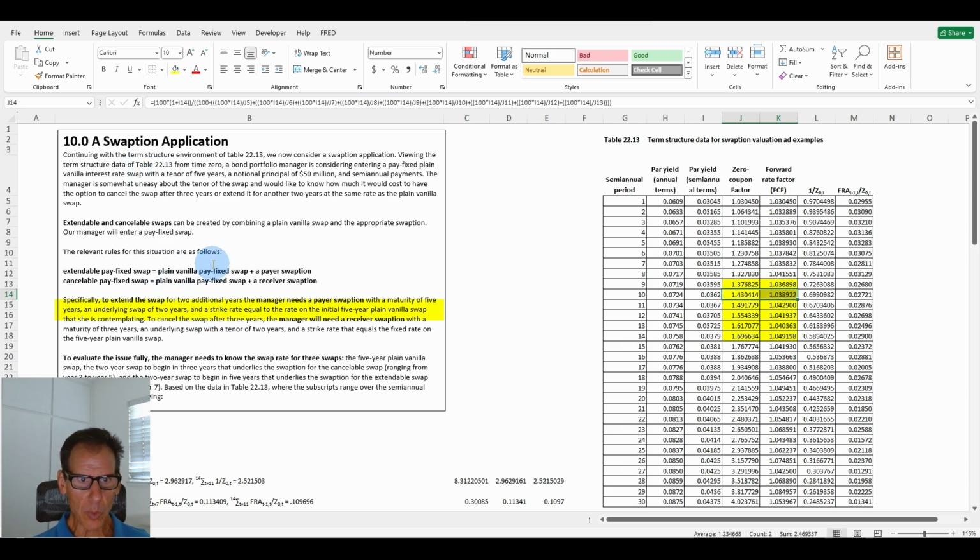This is going to be a wrap of swaptions. Here we're going to look at continuing with the term structure environment from our previous example. We now consider a swaption application.